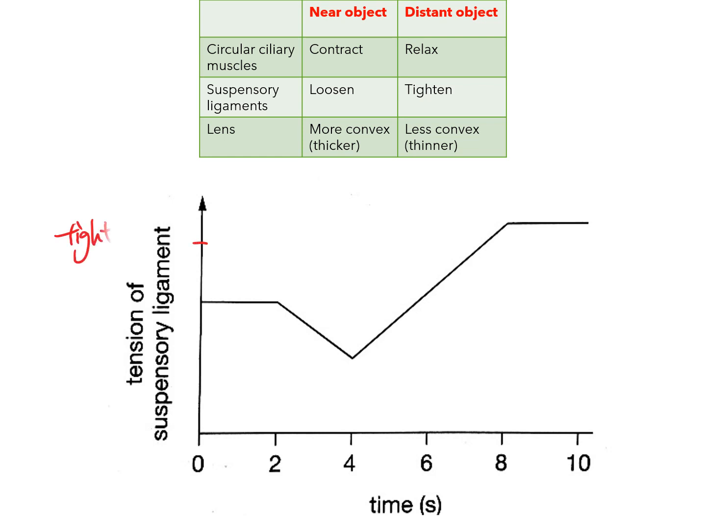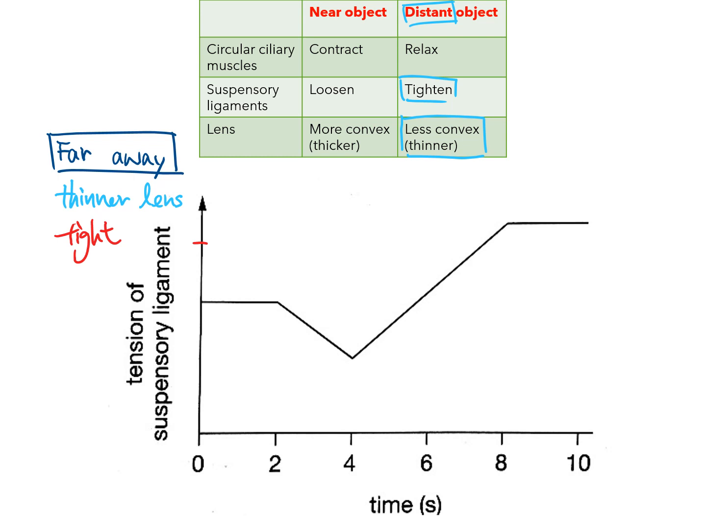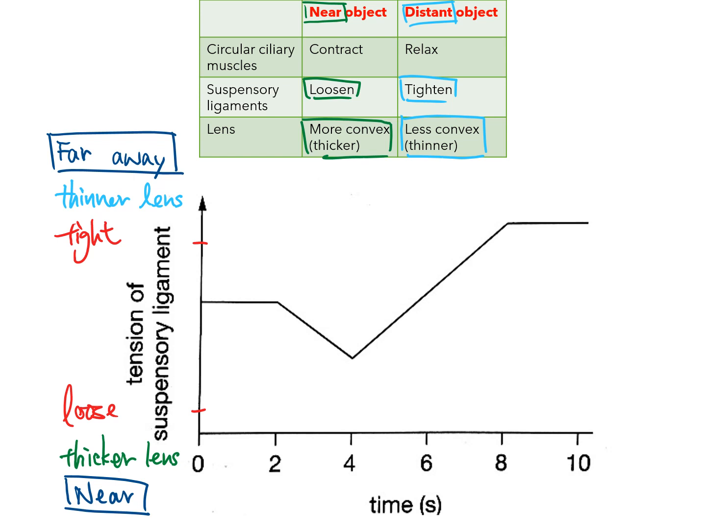Let's start. When the tension of the suspensory ligament is high, that means it is tight. The lens will be thinner. When the lens is thinner, that means you are looking at a distant object. The object is far away from you. When the tension of the suspensory ligament is low, that means the suspensory ligament is very loose. Then the lens will be thicker. If you have a thicker lens, that means you are looking at a near object. The object is very near you.